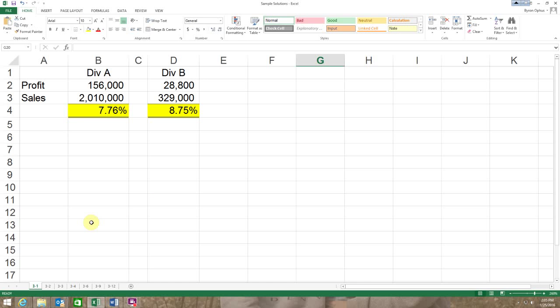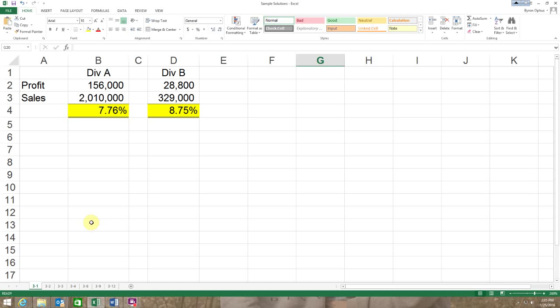So problem 3-1, and you guys don't have that, but you have 2, and I think 2 is similar. So Low Carb Diet Supplement Inc. has 2 divisions. Division A has a profit of $156,000 on sales of $2,010,000. Division B is only able to make $28,800 on sales of $329,000. Based on profit margins, and they even define profit margins for you, that's return on sales, which division is superior?